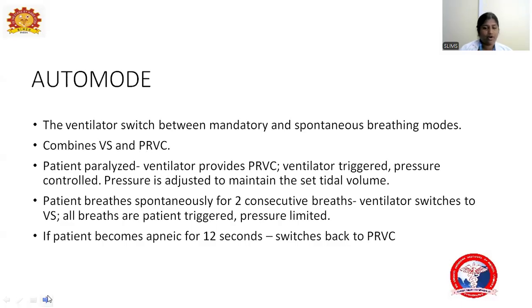If the patient breathes spontaneously for 2 consecutive breaths, the ventilator switches to volume support, because the patient is taking spontaneous breaths, so it converts to the spontaneous mode instead of staying in the controlled mode. All breaths are patient triggered in auto mode, which is now set to volume support, and breaths are patient triggered and pressure limited. If the patient becomes apneic for 12 seconds, then auto mode automatically switches to pressure control mode or PRVC from volume support, which is the spontaneous mode.